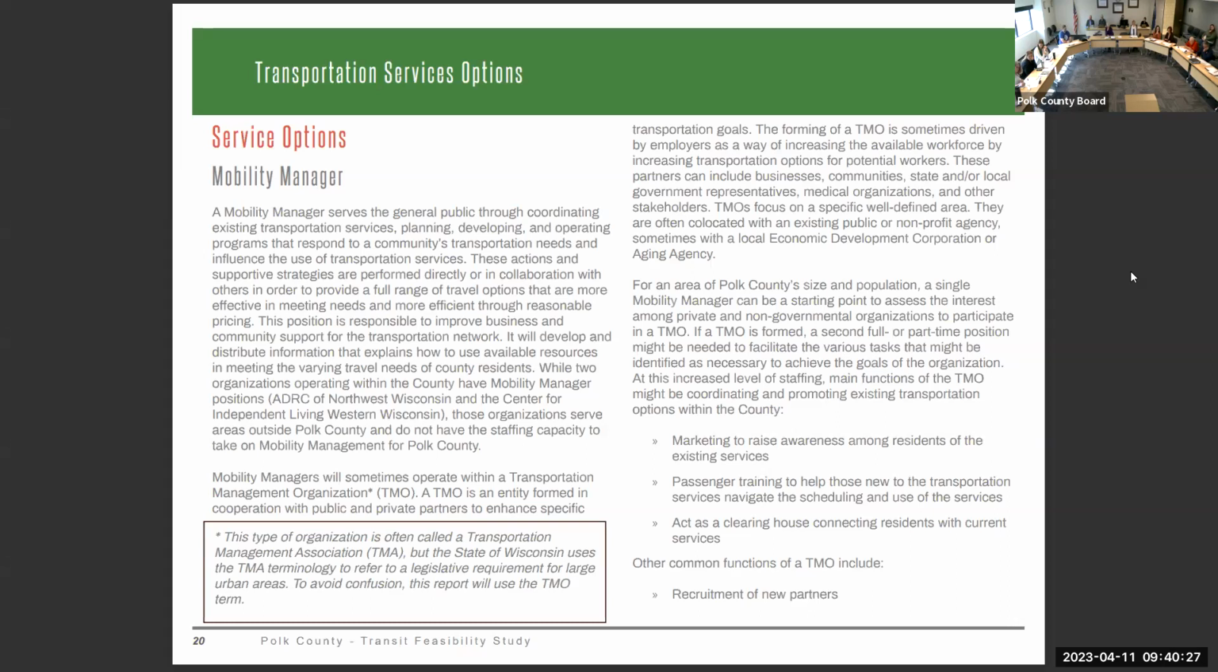Mobility managers can also look at the grant opportunities that are available out there. They can assess the needs. So once they maximize the use of the available resources, what would the next set of resources be? What are the funding opportunities for that? What would the use of those things be? And so they become experts in the county itself, what exists and what might exist and how to make those things happen.